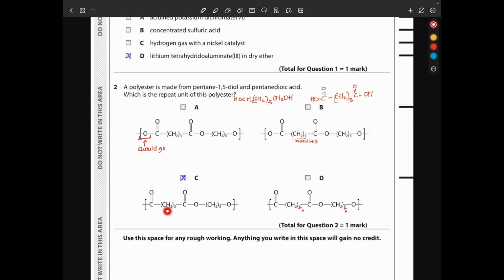This is correct. We have 5 carbons for the pentanedioic acid. And here we have the 5. Also, the oxygen has gone away from this carboxylic acid and it's only left on the alcohol side. So the answer is C.